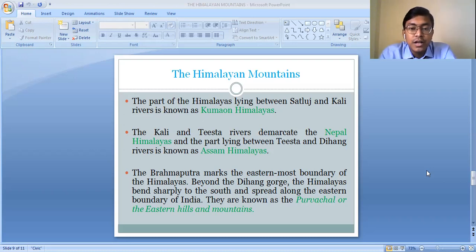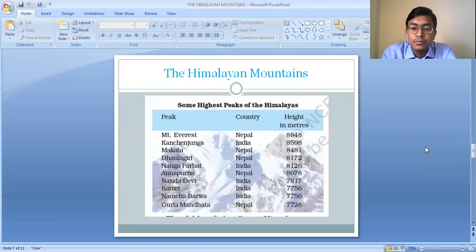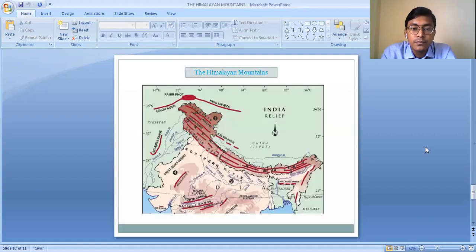The Brahmaputra marks the easternmost boundary of the Himalayas beyond the Dihang Gorge, and the Himalayas bend sharply to the south and spread along the eastern boundary of India. They are known as the Purvanchal or the Eastern Hills and Mountains. I am showing you what is known as the Purvanchal Hills. Here you can see this part, in the extreme, where 3 lines are there. This part is known as the Purvanchal Himalayas.